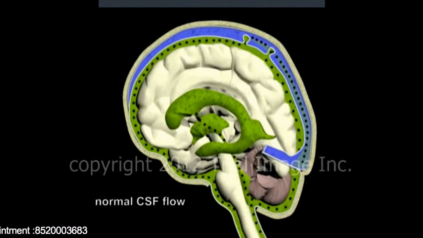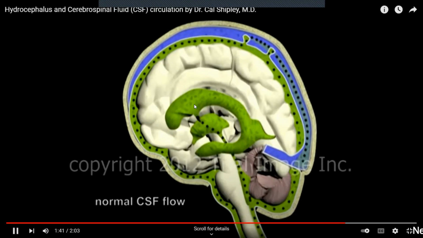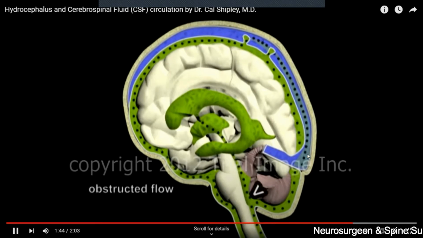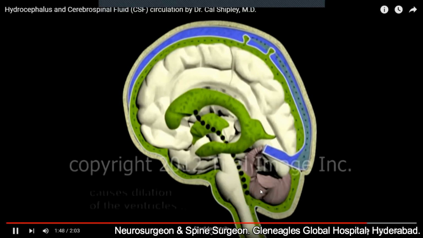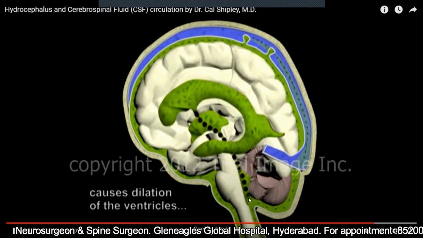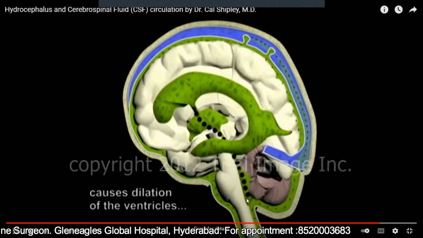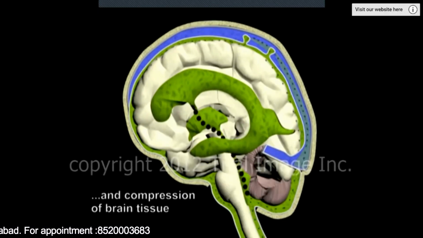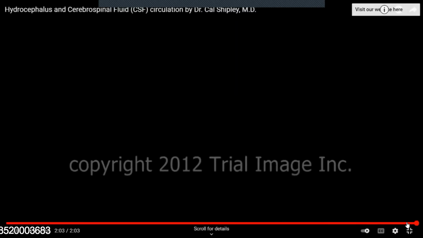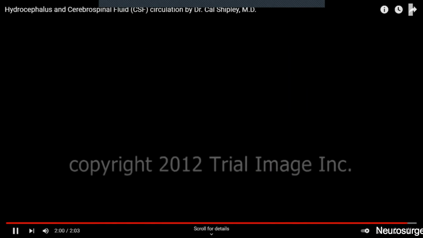So this is the normal CSF flow. Daily, whatever amount is produced gets absorbed. This recycling is continuously there within the brain. Suppose there is an obstruction over here. So what happens? The CSF accumulates. The size of the ventricles increases. The pressure within the ventricle increases. And this causes compression of the brain tissue.